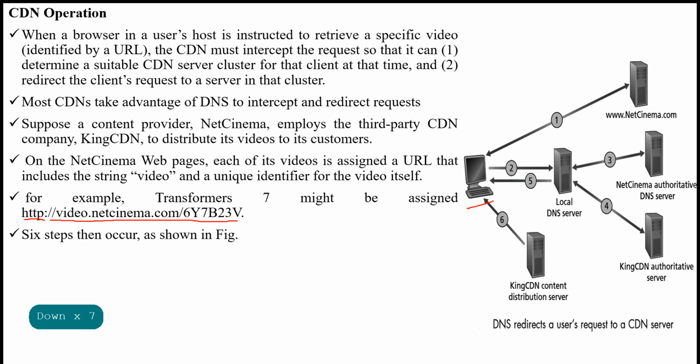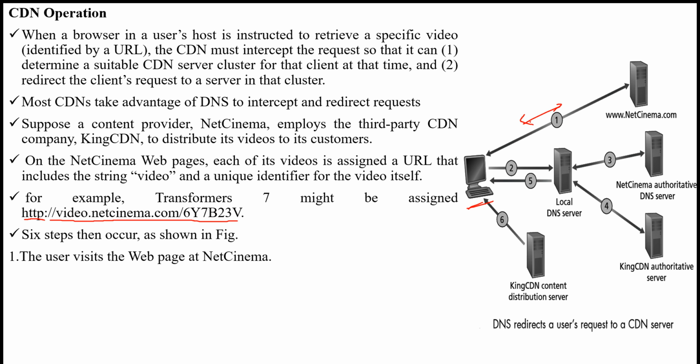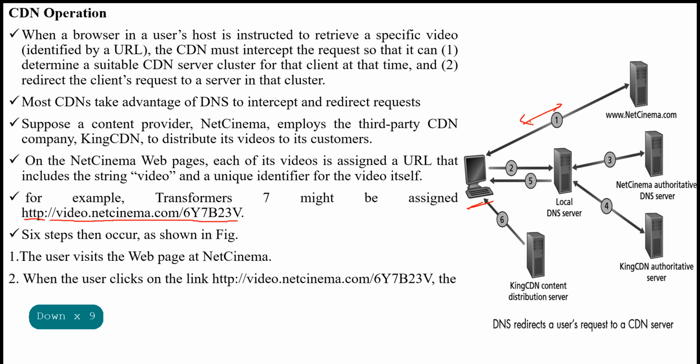Here in this figure, this one is the client. First step, the user visits the web page at NetCinema. When the user clicks on the link http://video.netcinema.com/6y7b23v, the user's host sends a DNS query for video.netcinema.com.